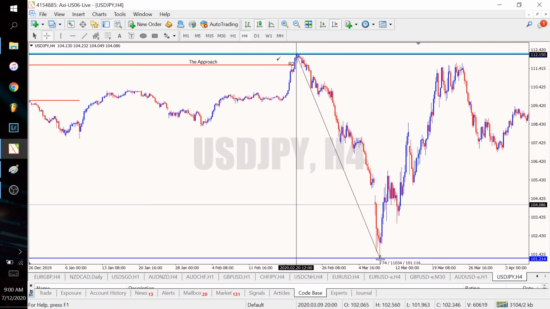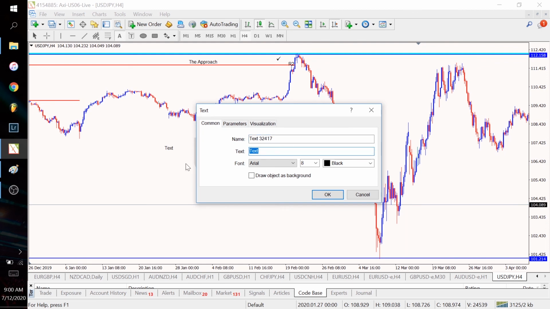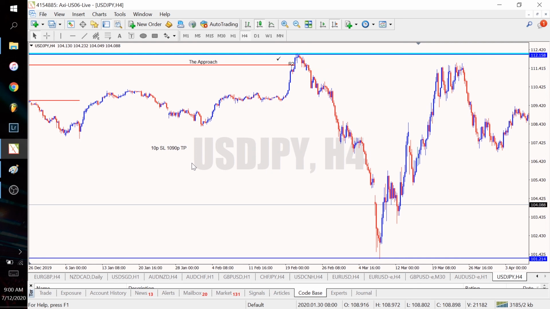We drop all the way 1,100 pips, thereabouts, 1,090 pips, thanks to COVID. So isn't that a crazy risk reward? We have a 10 pip stop loss, and we have a 1,090. That's a very comfortable 1:100, I think.